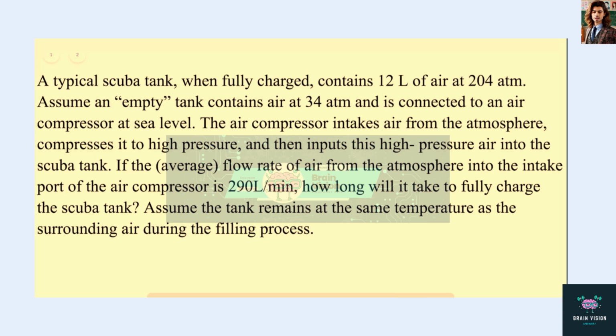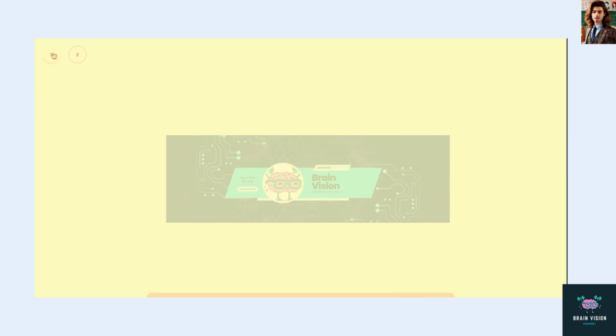A typical scuba tank, when fully charged, contains 12 litres of air at 204 atmospheres of pressure. Assume an empty tank contains air at 34 atmospheres and is connected to an air compressor at sea level. And the air compressor intakes air from the atmosphere, compresses it to high pressure, and then inputs this high pressure air into the scuba tank.